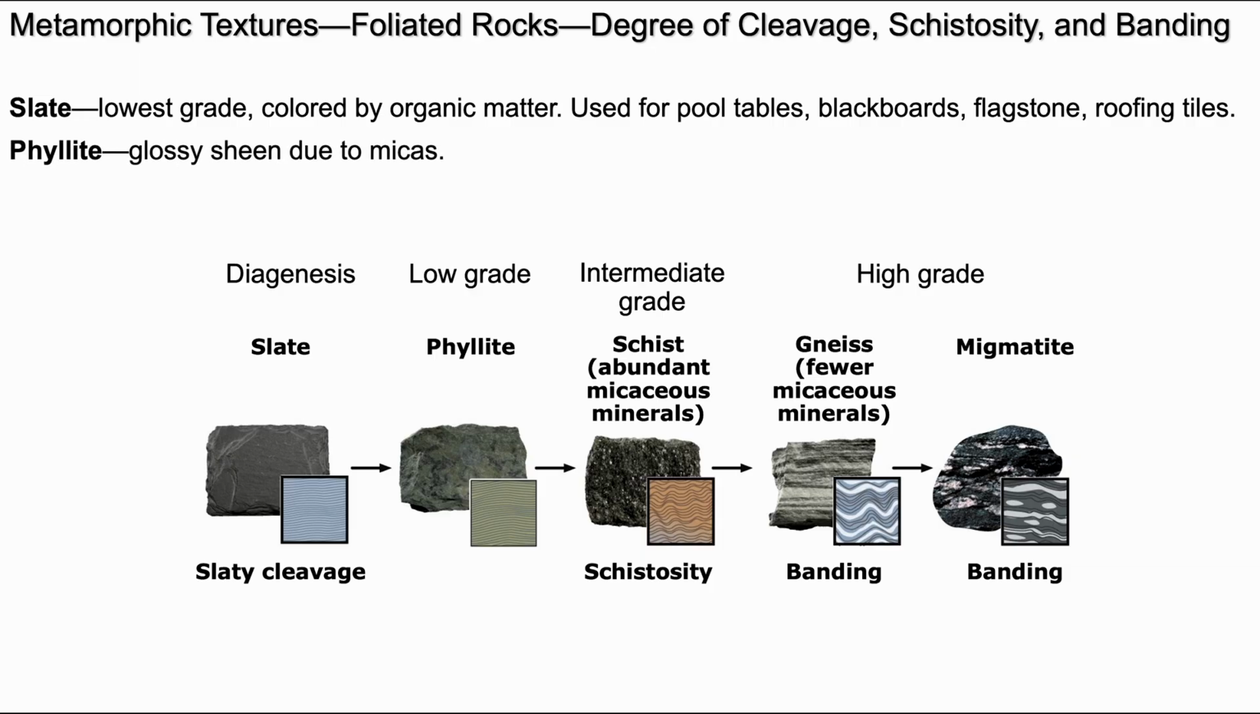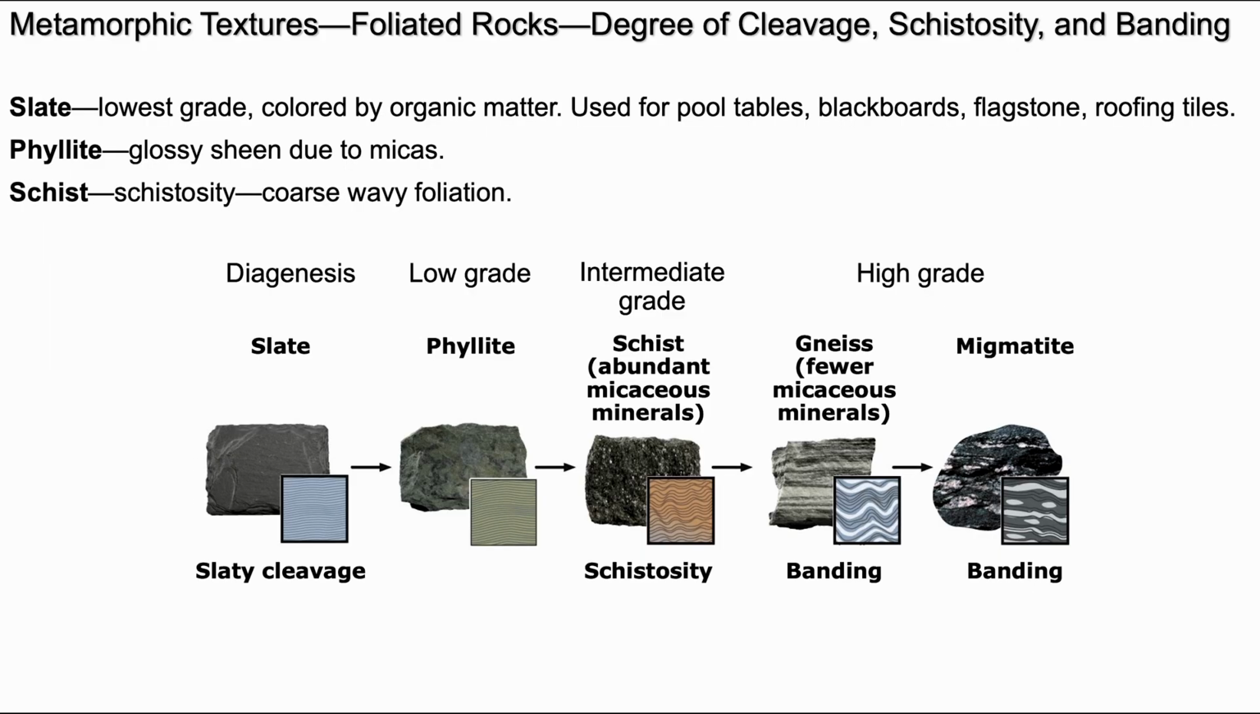A phyllite has a glossy sheen due to small mica crystals at the surface. Both slate and phyllite display slaty cleavage, an easy to split rock. A schist is defined by schistosity, a coarse, wavy foliation that results in a very shiny surface.